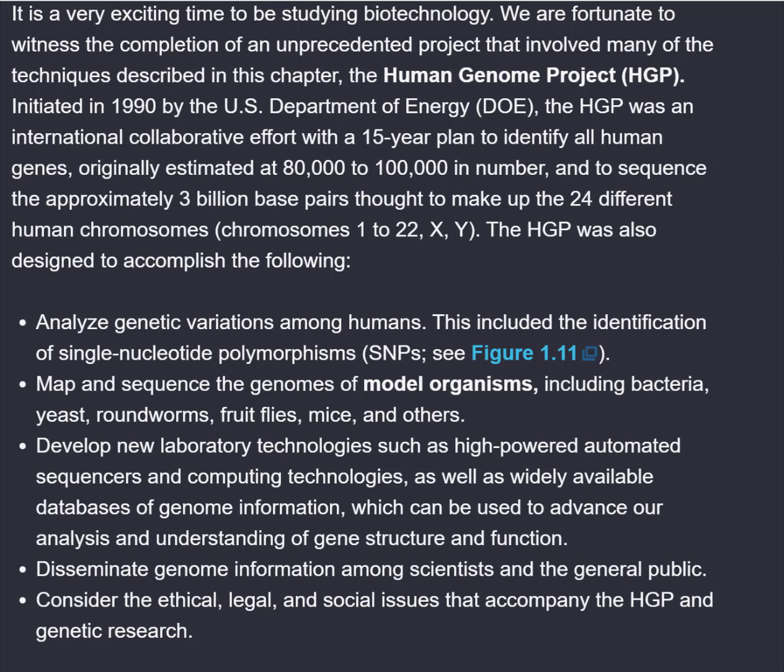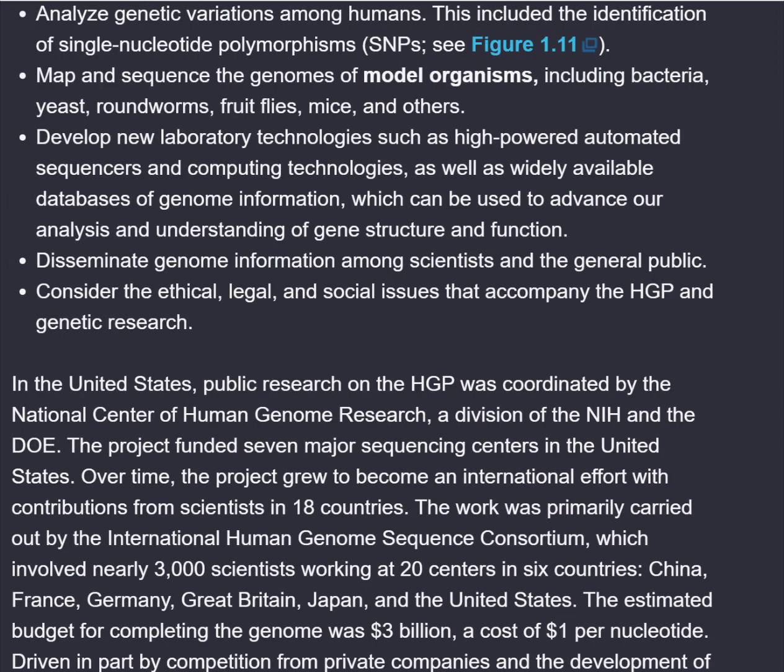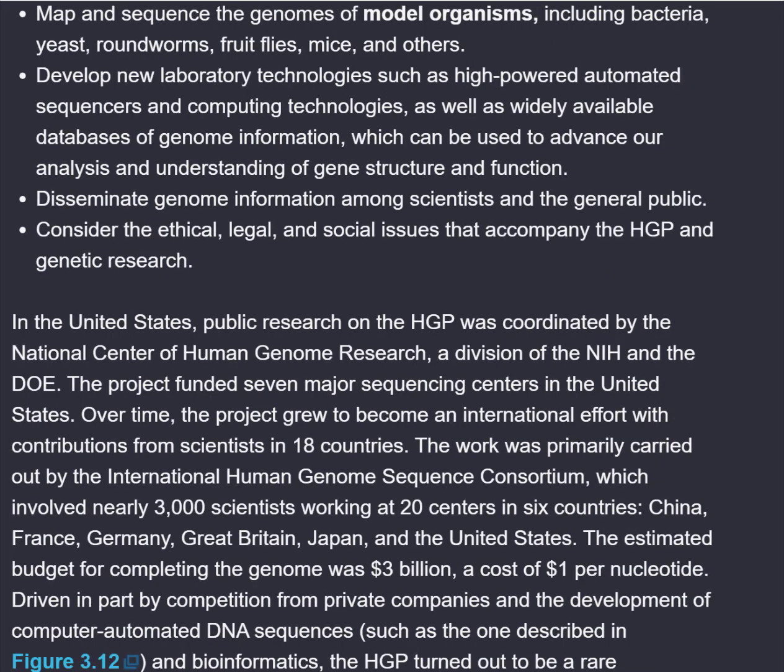The HGP was also designed to accomplish the following. Analyze genetic variations among humans. This included the identification of single nucleotide polymorphisms, SNPs, see Figure 1.11. Map and sequence the genomes of model organisms, including bacteria, yeast, roundworms, fruit flies, mice, and others.